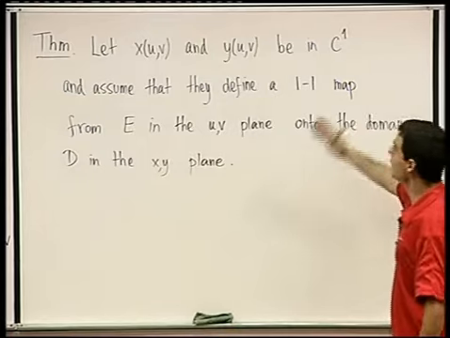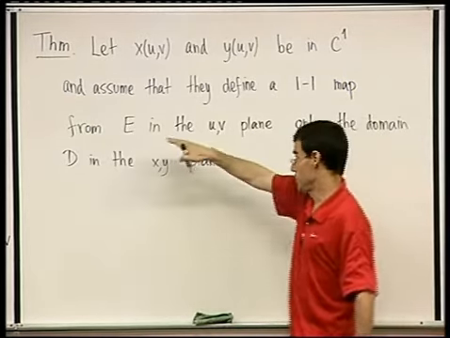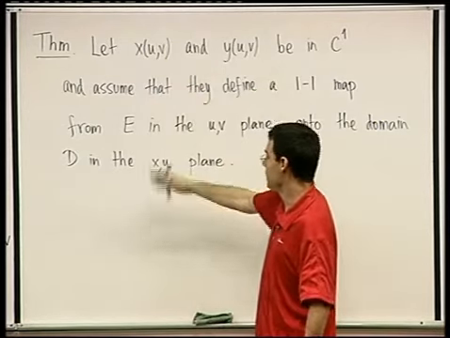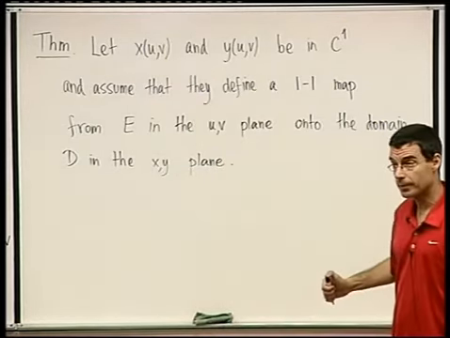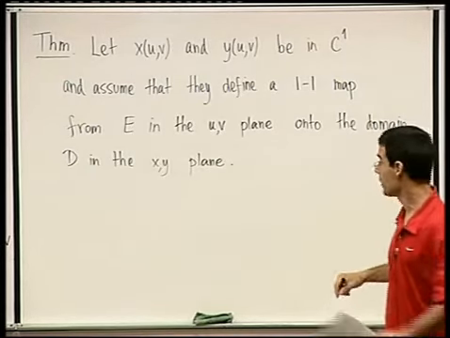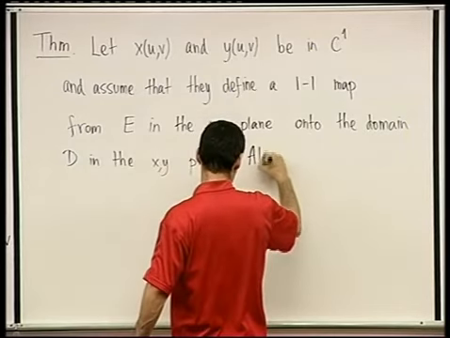Okay, so this defines a map that takes any point in E, which is of the form uv, plug it here, you get a point xy, and that point is in D. Okay, and it's one-to-one and onto, so it goes backwards as well.